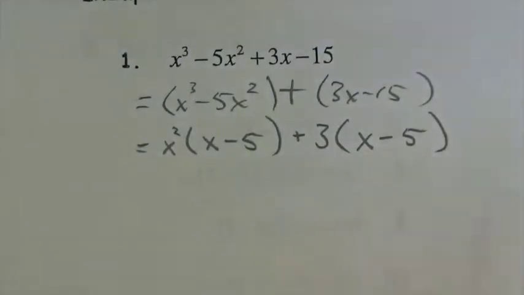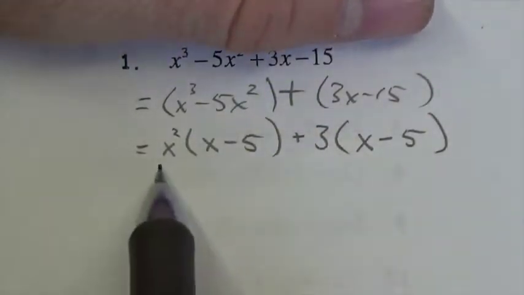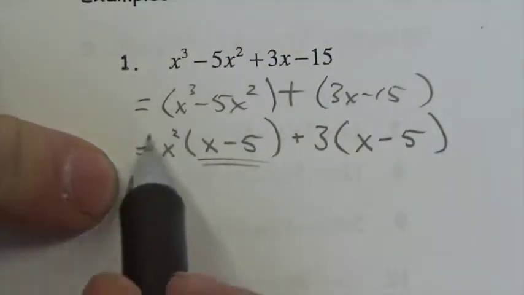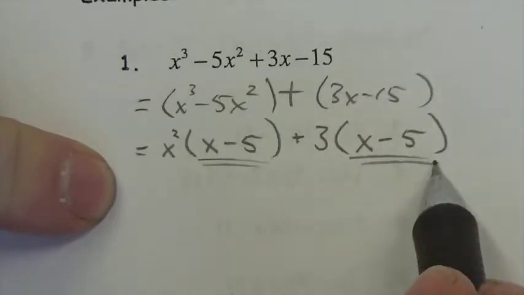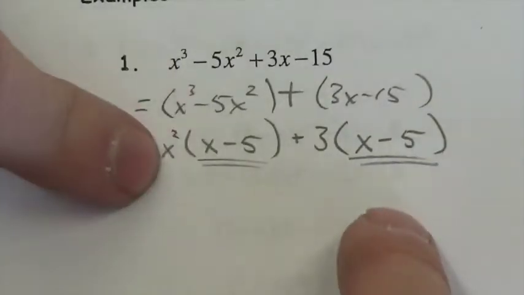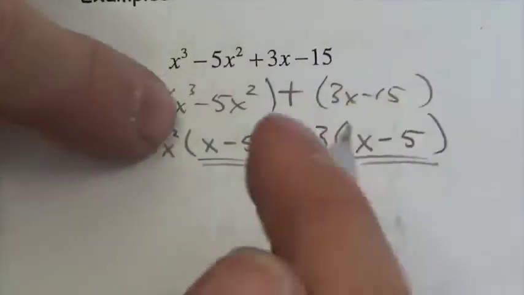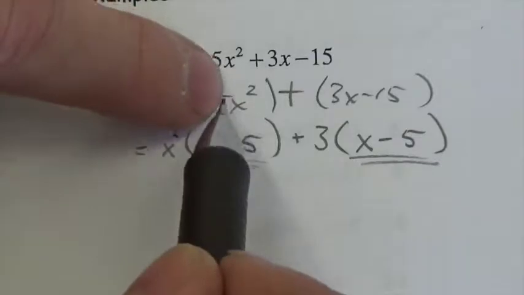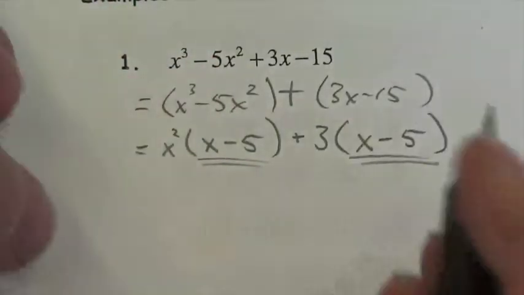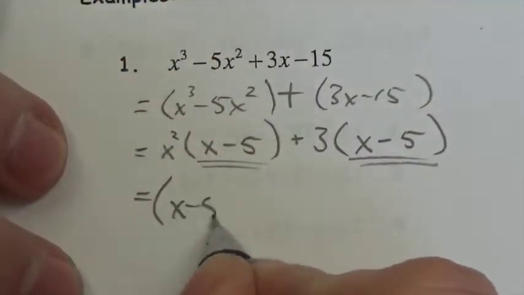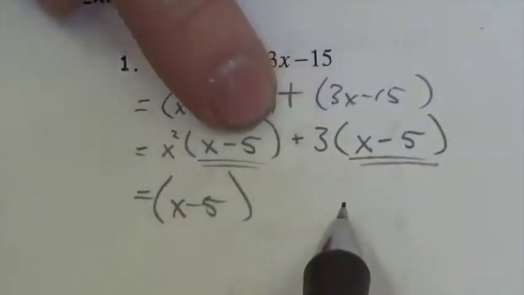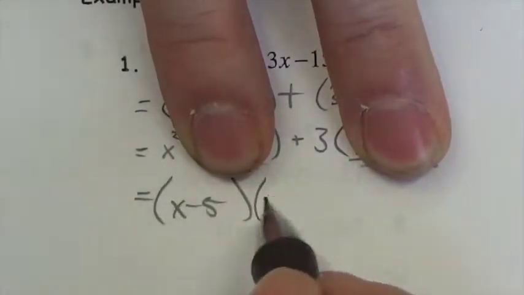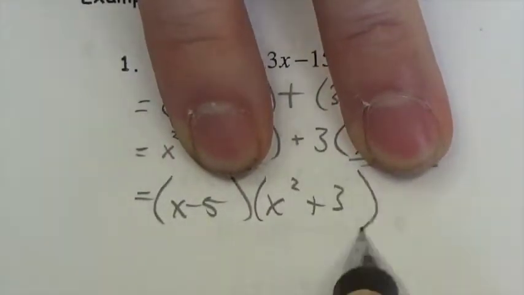Now when I look at the 2 terms I've got here, I've got x minus 5 multiplied by x squared, and x minus 5 multiplied by 3. That x minus 5 is common. So just like I took out an x squared and multiplied it out front, I'm going to take that x minus 5 and write it out front, because it's obviously been distributed to 2 terms. What has it been distributed to? If I cover those up, I'm left with an x squared and a positive 3.